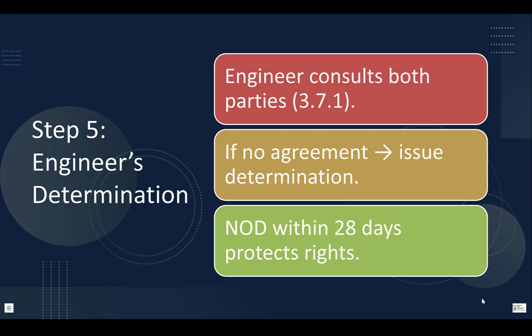Step number 5, engineer's determination. Subclause 3.7. After receiving the claim, the engineer must consult both parties. 3.7.1. Facilitate agreement. If no agreement within 42 days, issue determination. 3.7.2. The engineer's determination must be fair, neutral, contract-based, and evidence-based. If the contractor disagrees, submit a notice of dissatisfaction within 28 days. Then proceed to the DAAP action under clause 21. This protects your rights, okay?